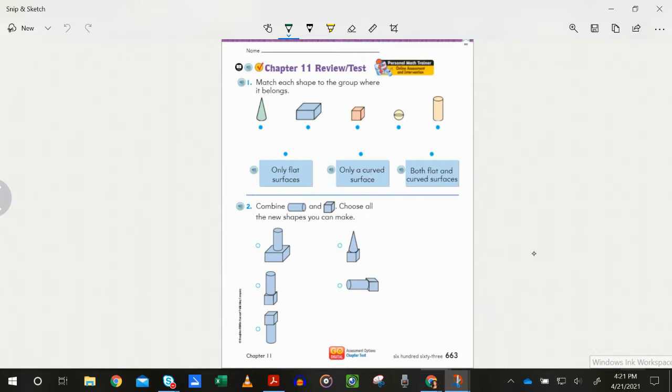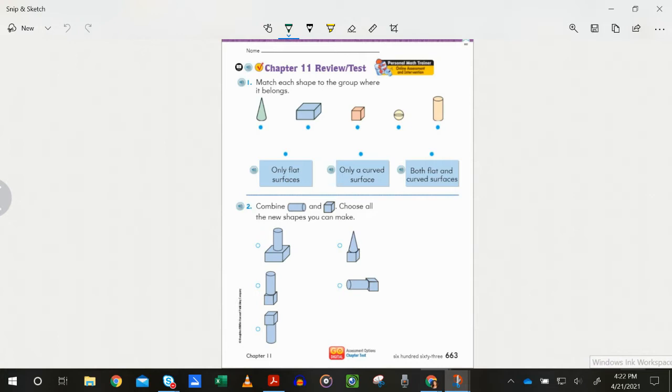Next, we have this shape. What is it called? A sphere. Only flat surfaces, only a curved surface, both flat and curved surfaces. And finally, we have this one. What is it called? Cylinder. Does it have only flat surfaces, only a curved surface, or both flat and curved surfaces?